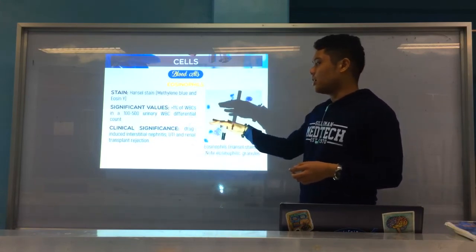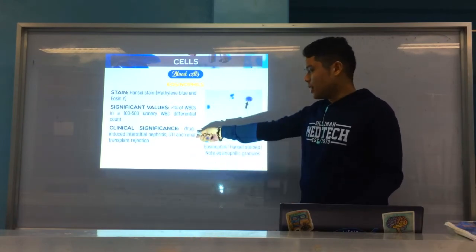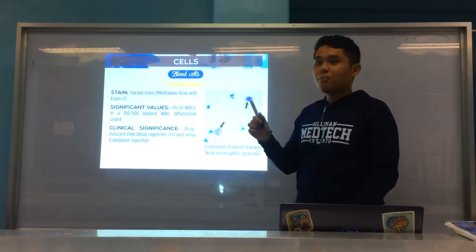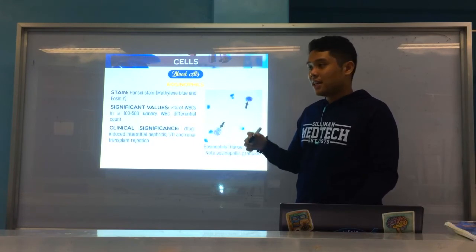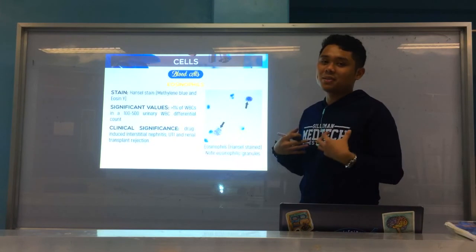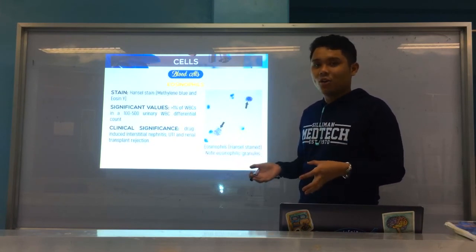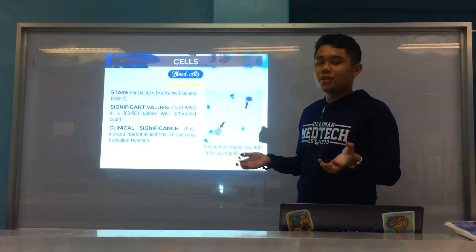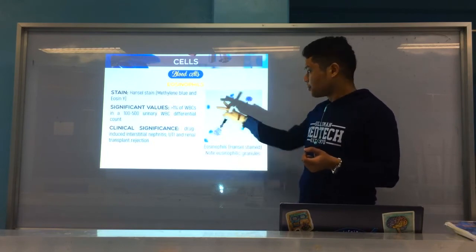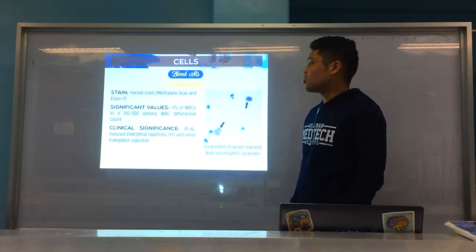Another disease or significance is renal transplant rejection. In renal transplant rejection, if eosinophils are present, it means the transplanted kidney is being rejected, for example in someone who had a kidney transplant. Rejection means the body did not accept it, so the organ is not functioning well. It could die, or it could not function well. So we need to quantitate it. Alright, so that's the eosinophils.